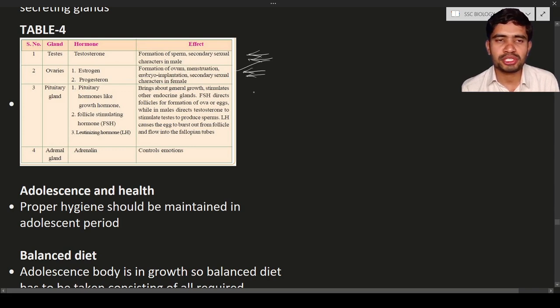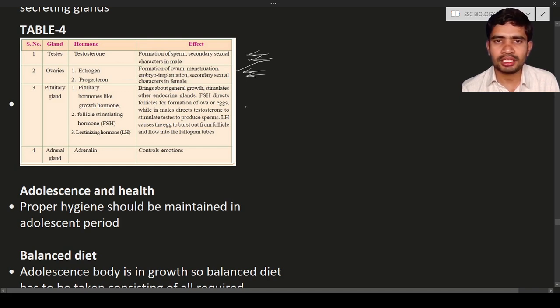Next is the pituitary gland. The pituitary gland is going to produce hormones like growth hormone, FSH, and also LH. These are the hormones produced by the pituitary gland. They are going to bring about general growth and stimulate the endocrine glands. FSH means follicle stimulating hormone. It is going to help in the follicle formation of the ova or egg.